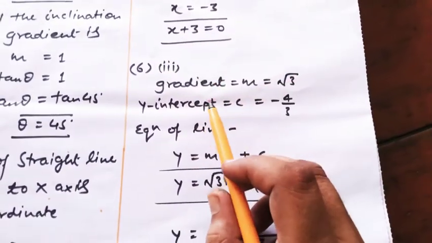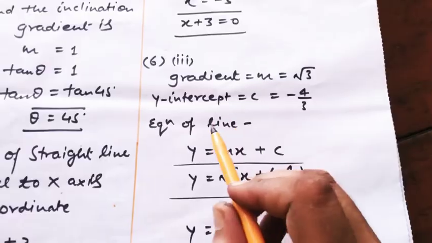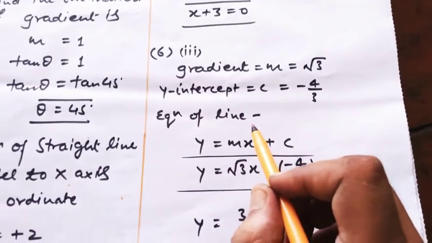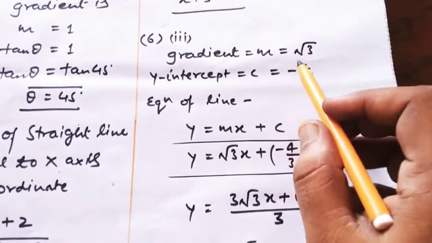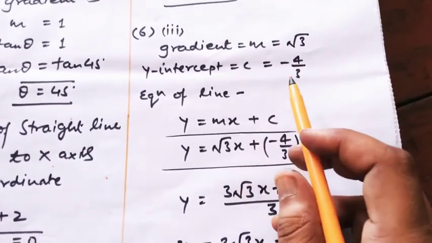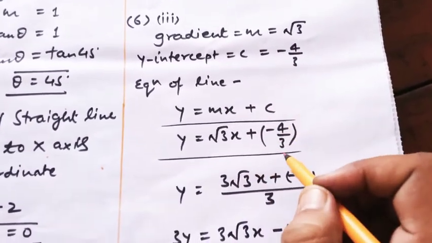Question number 3 in the third part. The gradient is given, and the intercept is given. We have to write an equation in intercept form. y is equal to mx plus c. Here the value of the gradient, that is m, is equal to root 3, and the value of c, that is the intercept, is equal to minus 4 by 3.